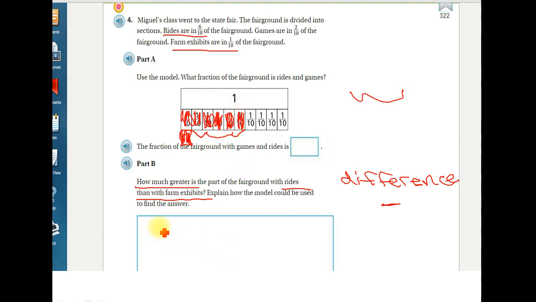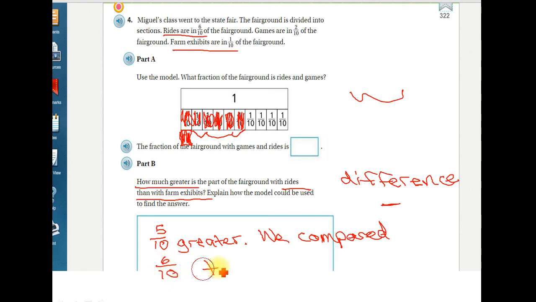So how much greater is the part? 5 tenths greater. And how do we use the model? We compared 6/10 to 1/10 and found the difference.